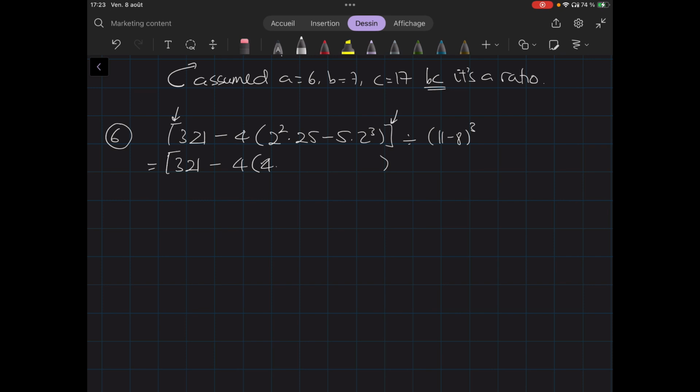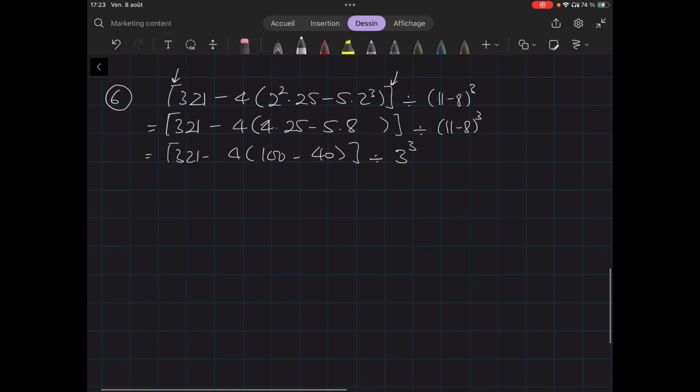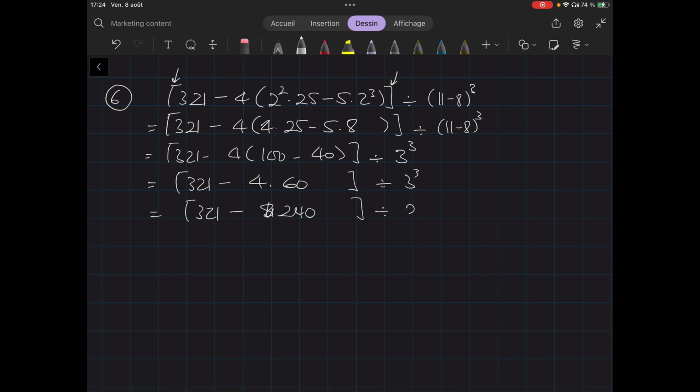2 squared, that's 4. 2 cubed, that's 8. So 321 minus 4 times 4 times 25 minus 5 times 8, divided by 11 minus 8 cubed. 321 minus 4 times 60 divided by 3 cubed. 321 minus 240 divided by 27. So we get 81 divided by 27, or 3.